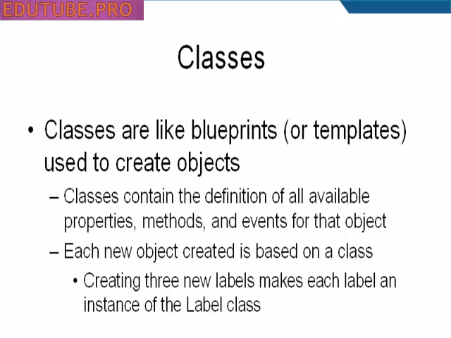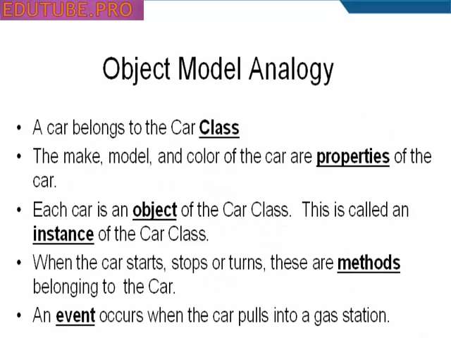Each new object created is based on a specific class. For example, creating 3 new labels makes each label an instance of the label class. So the term instance is another term we want to be comfortable with. An instance simply means to create an example or one component of a specific class.